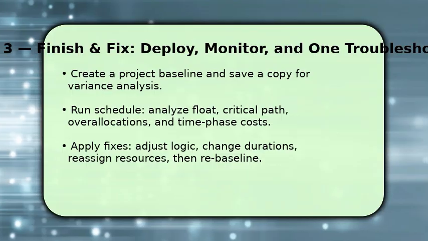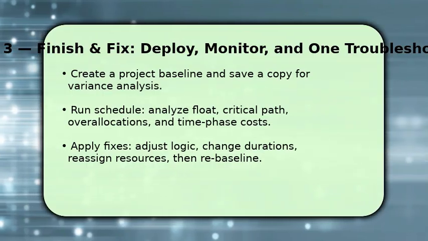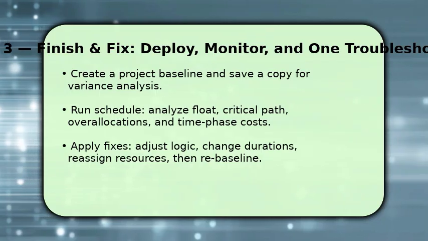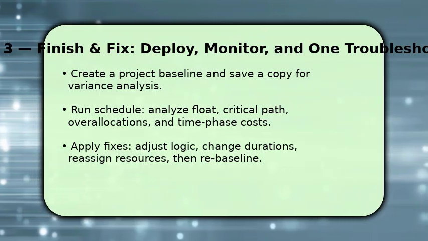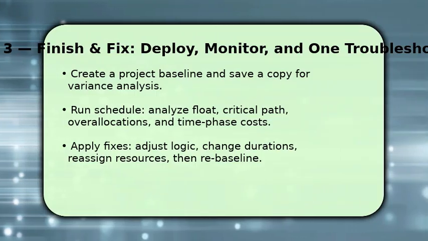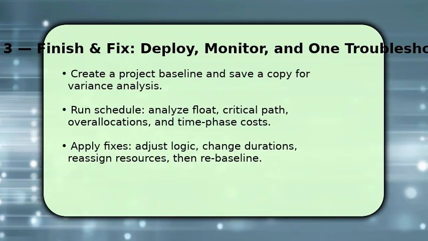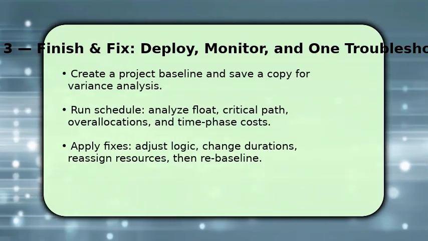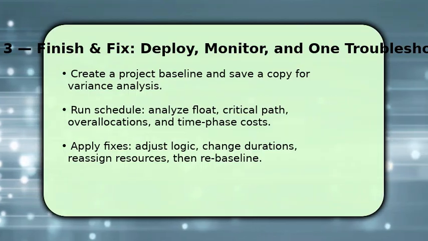Then run the schedule and review critical path, total and free float, and any resource overallocations. These highlight risk. Once identified, fix issues by adjusting logic, changing durations, or reassigning resources. Relevel if necessary. Make sure to rerun and confirm results, then save a new baseline.